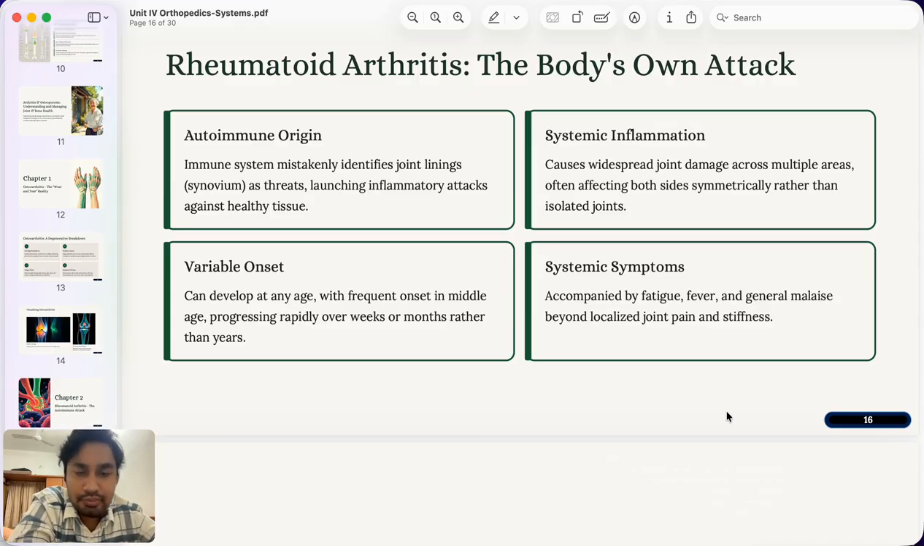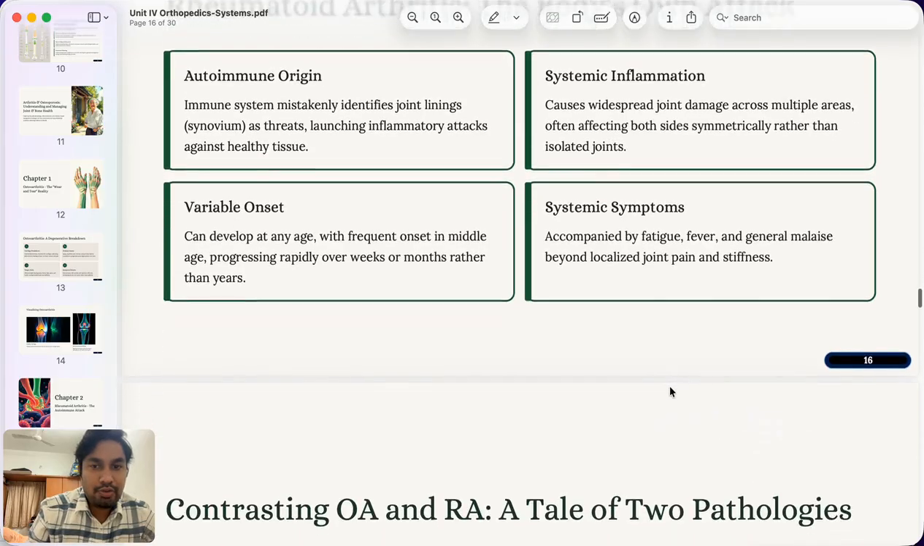And sometimes it is accompanied by fever also, because this autoimmune attack obviously leads to inflammation, which leads to fever. General malaise beyond localized joint pain and stiffness will also happen, and blisters will also form between the bone and joints and the wrist. So this is the model that we are going to focus on today.